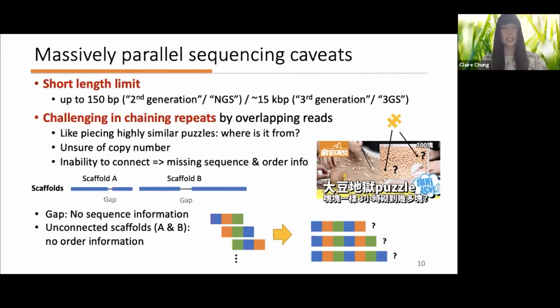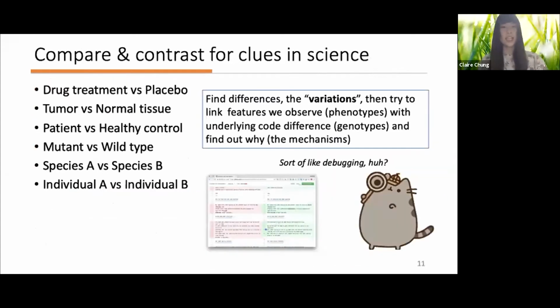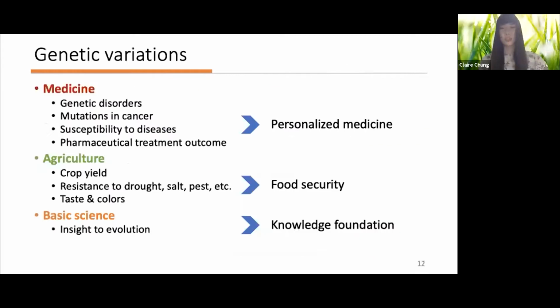In science, when looking for answers, we often compare and contrast. We compare samples and see what the differences are, and investigate the effects of the differences and how they arise. That's sort of like debugging, isn't it? Just like when you use GitHub to compare two script versions.